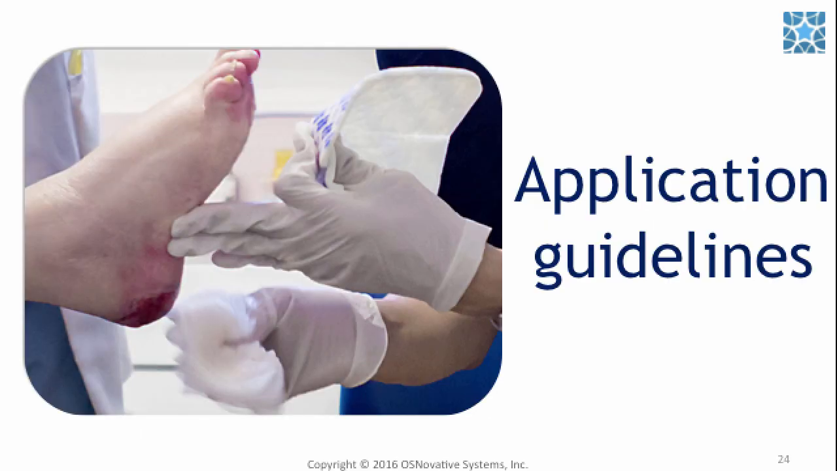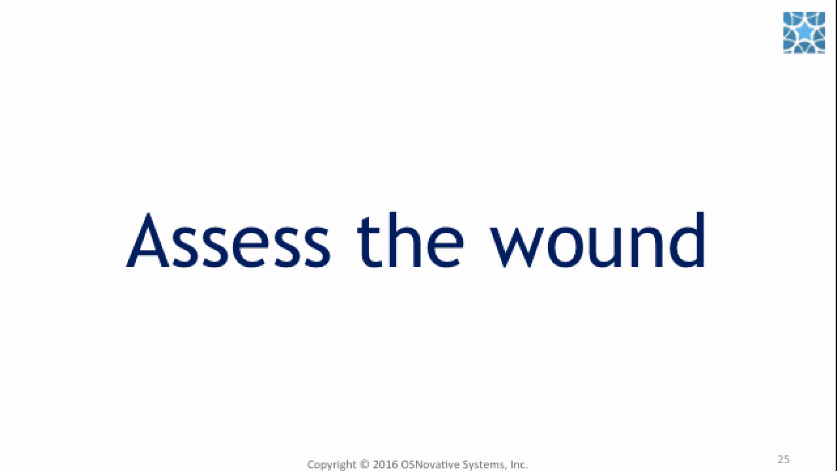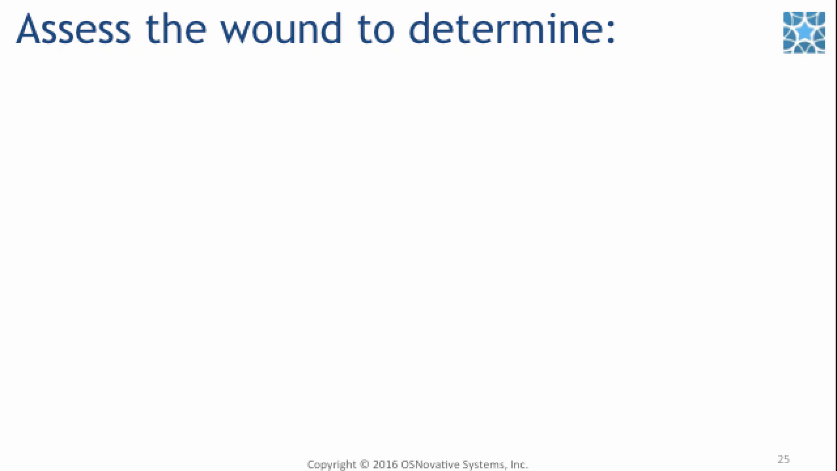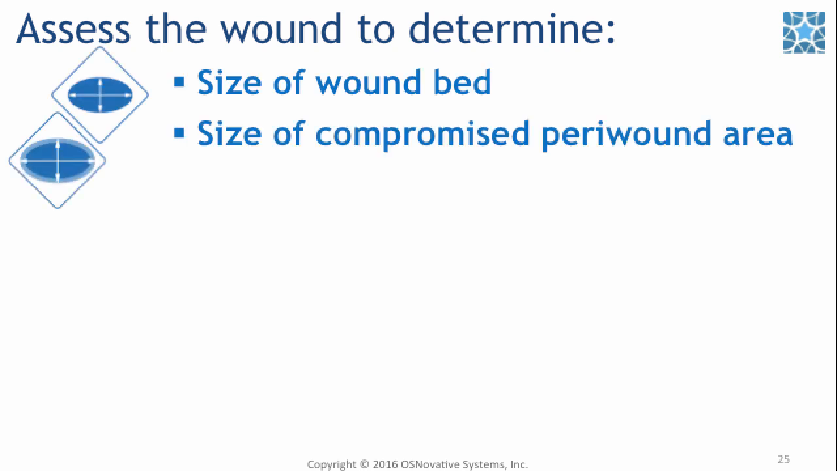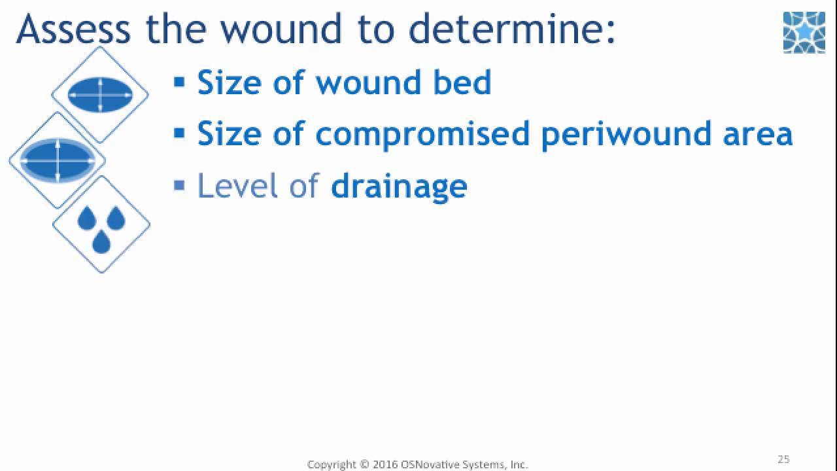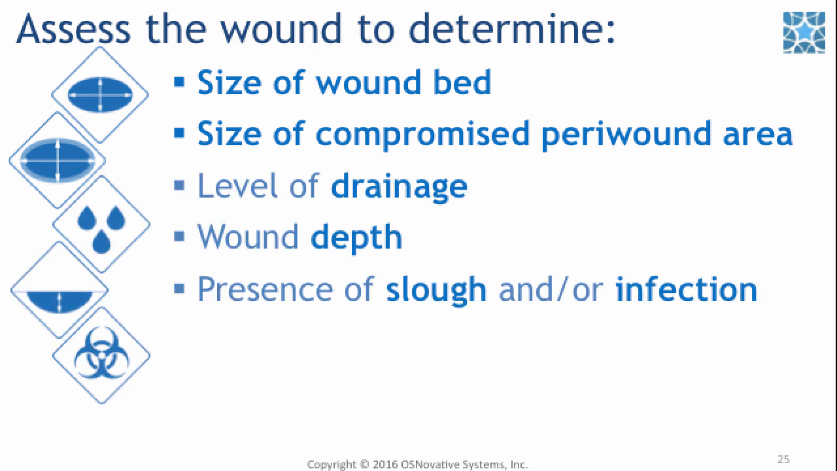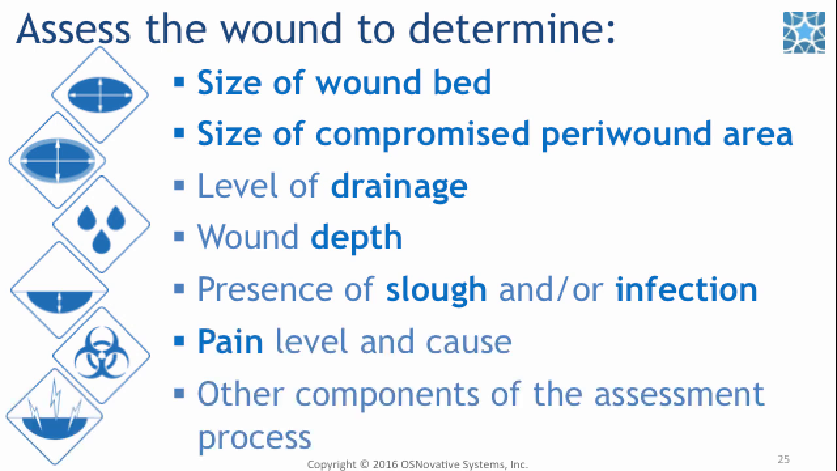Now let's take a look at application guidelines. Enluxtra is very easy to apply and change, but to ensure maximum success, please note the following important points. As with any other product, you must first assess the wound using general best practice guidelines, such as measuring the size of the wound, the size of the compromised periwound area, assessing the level of drainage, wound depth, presence and nature of slough and/or infection, pain level and cause, and other components of the assessment process.